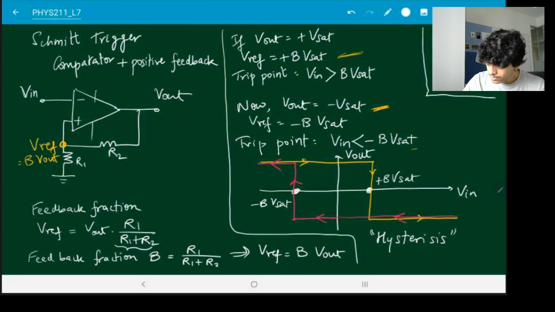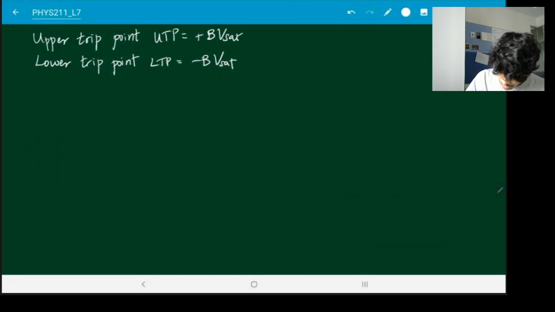What we had on the previous page over here is the inverting Schmidt trigger, because your input is going here to the inverting terminal. You can also have a non-inverting Schmidt trigger.